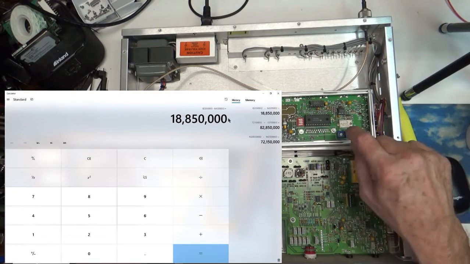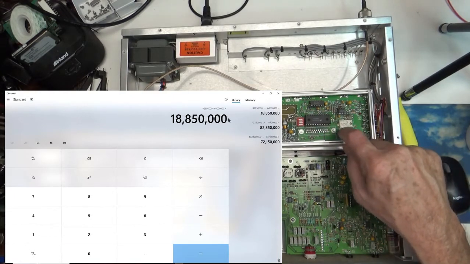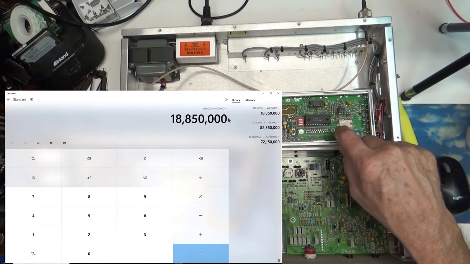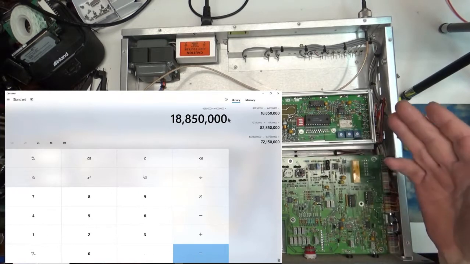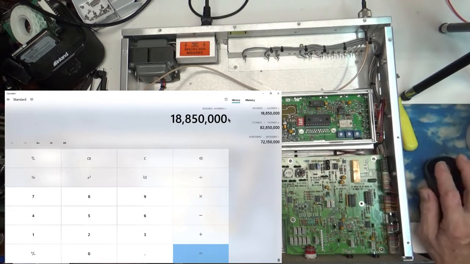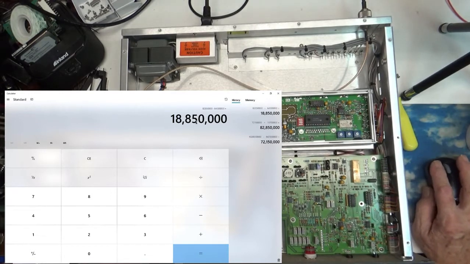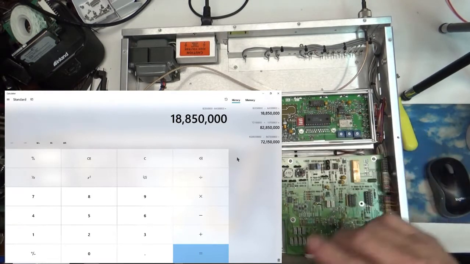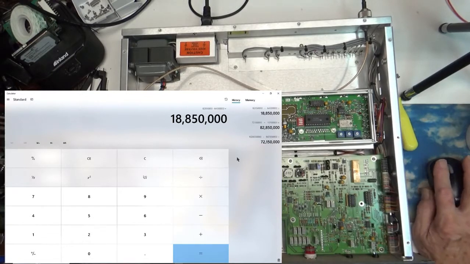18,850,000. Well, we got our 4 megahertz over here. So we go 4 megahertz. What can I do with 4 megahertz? 4 times 4 is 16. So that would be 16 megahertz on that one, because 18 is not enough. Okay? 4 times 5 is 20. So we're in the middle.